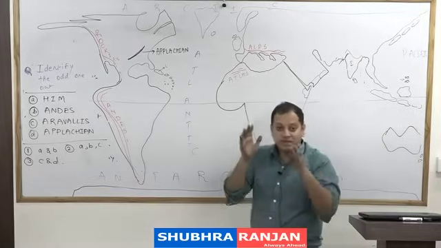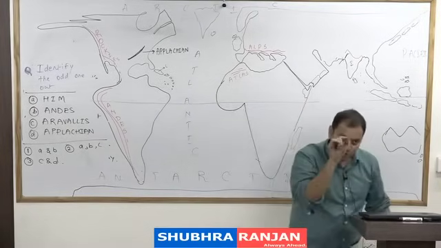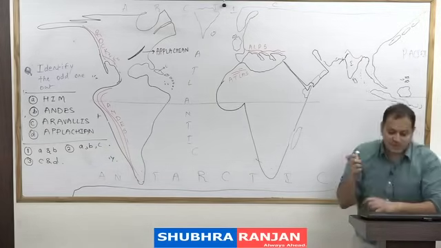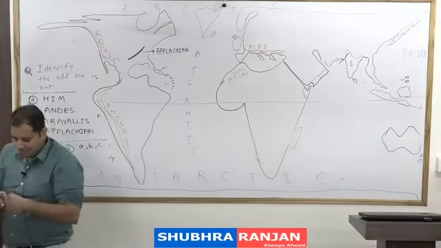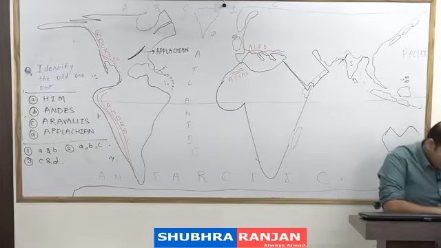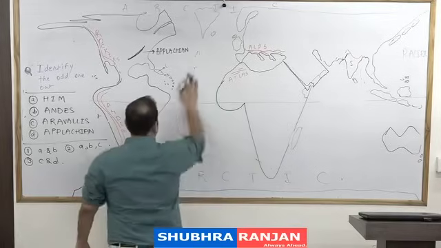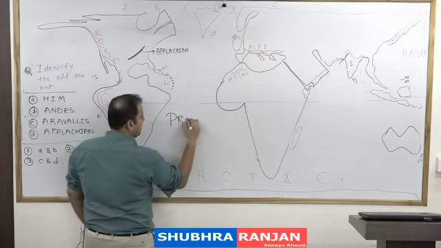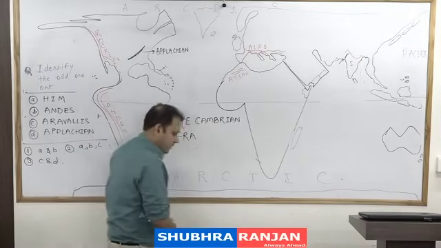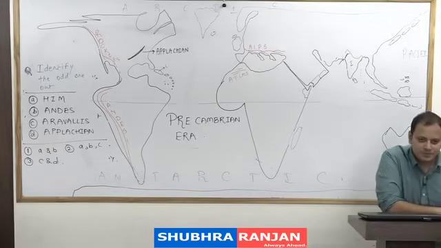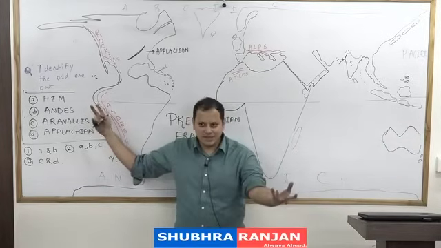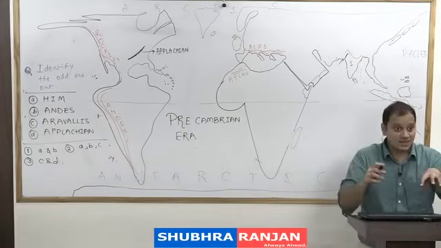So why is this? Because the older the mountains, the more they are reduced in height, and therefore note down the first statement for your prelims: the Aravallis are the oldest fold mountains in the world, belonging to an era which is known as the pre-Cambrian era. While Himalayas belong to which era? Tertiary. That is a period actually, and Aravallis pre-Cambrian.